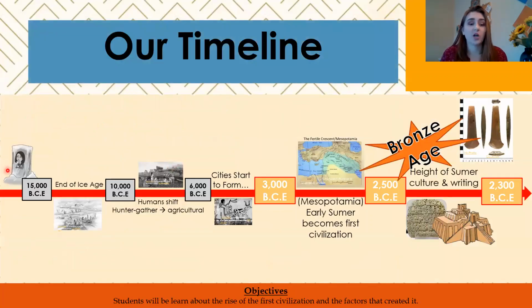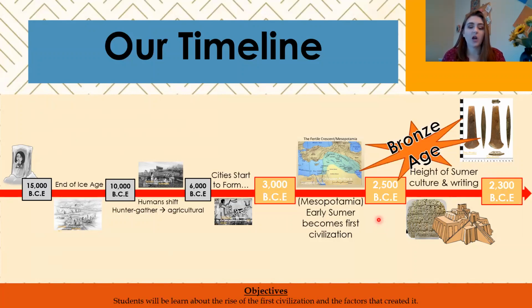So our timeline: last week we talked about the end of the Ice Age, moving from hunter-gathering to agriculture and the forming of cities. This week we talked about how in 3000 BCE we see the forming of Mesopotamia. The early Sumer became one of the first civilizations in our Fertile Crescent. Around 2500 BCE, we see the development of tools and other things, introducing us to the Bronze Age, as well as the height of Sumerian culture and writing with ziggurats and cuneiform tablets. And around 2300 BCE, we see the end of the Mesopotamian era.